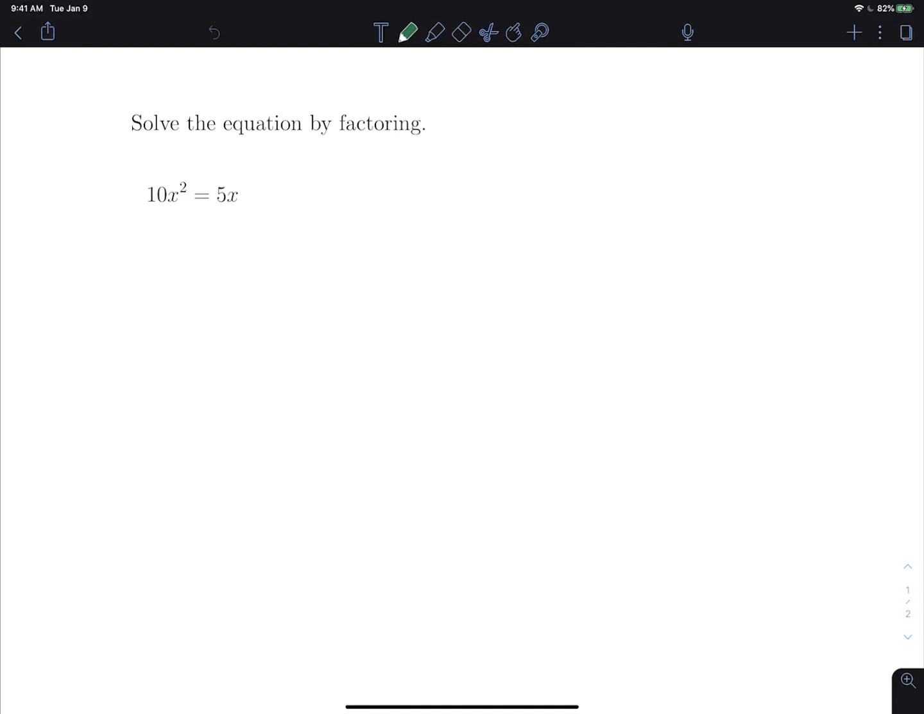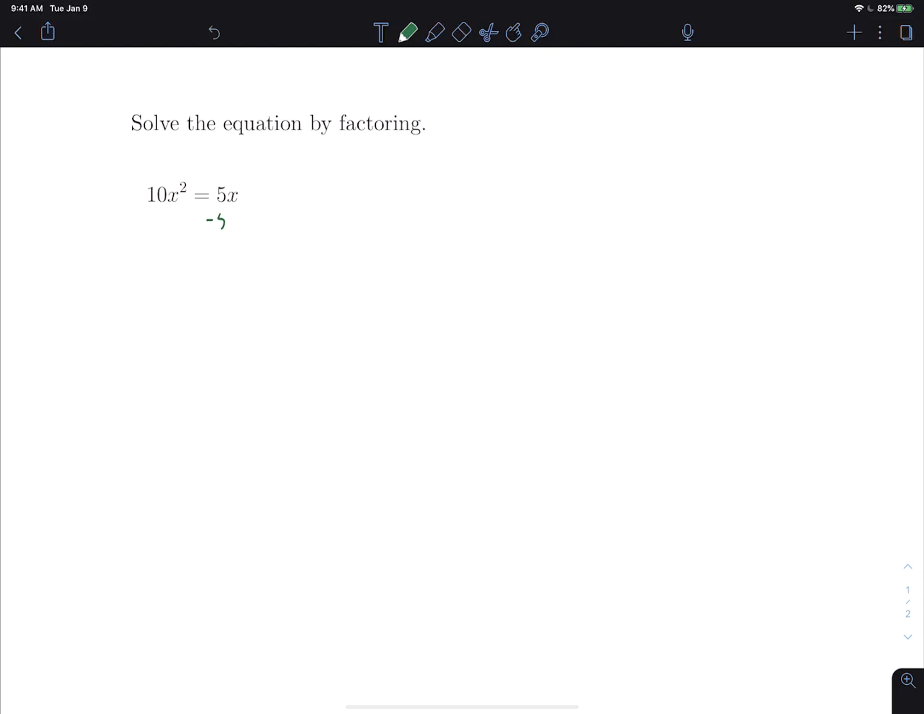Hello. In this example, we want to solve the equation by factoring. The equation that we have is 10x squared equals 5x. Now, notice that there isn't a constant term here. That's fine, but we still want to get everything on one side. Sorry about that. We want to get everything on one side. And to do that, we're going to have to move this 5x to the left-hand side.